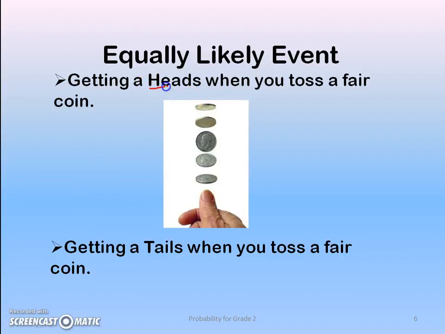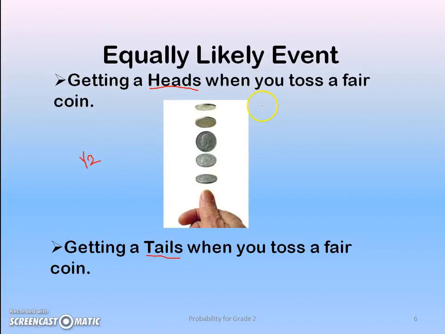An example for this, as I discussed before, is the probability of getting a heads or the probability of getting a tail when you toss a fair coin. So if you toss a coin, there are two options. Either you get a head or you get a tail, and since both of them are equally likely to happen, therefore these are equally likely events. That means the probability for the heads and for the tail both is equal to half.